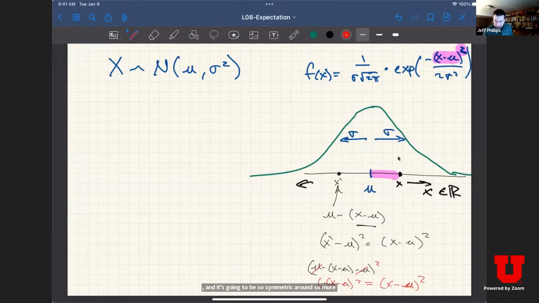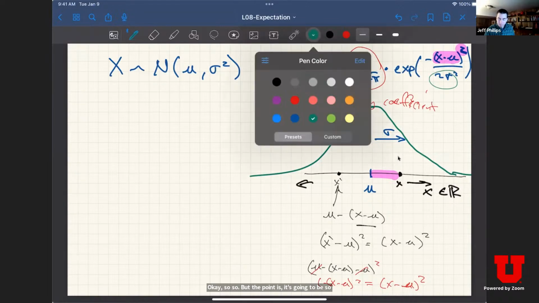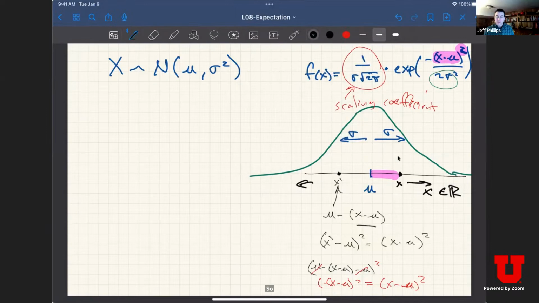Okay, this term looks very complicated. This term is just a scaling coefficient to make sure that it integrates to 1, right? And then this term just determines the scale. Okay, but the point is this is going to be symmetric around some mu. So if anyone can put in the chat a guess for what the expected value of x is going to be.